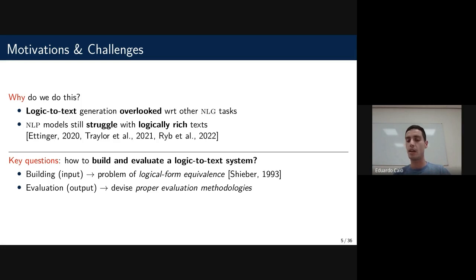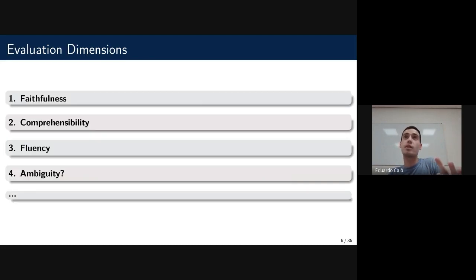How do we devise proper evaluation methodologies to evaluate the quality of the generated text? And here, of course, how do you automatically evaluate it? How do you use humans to evaluate it? But most importantly, which are the evaluation dimensions that you want to search for in the generated text? For now, in the works that I've done so far, we focused on the first 3.